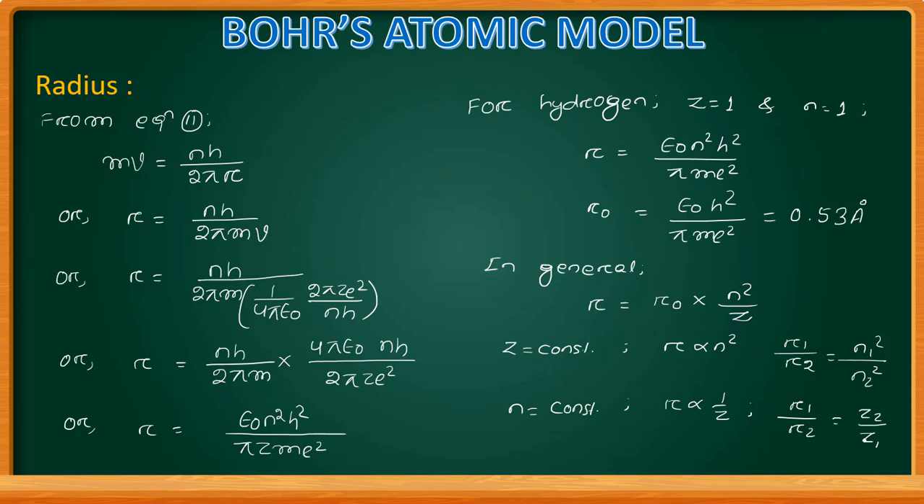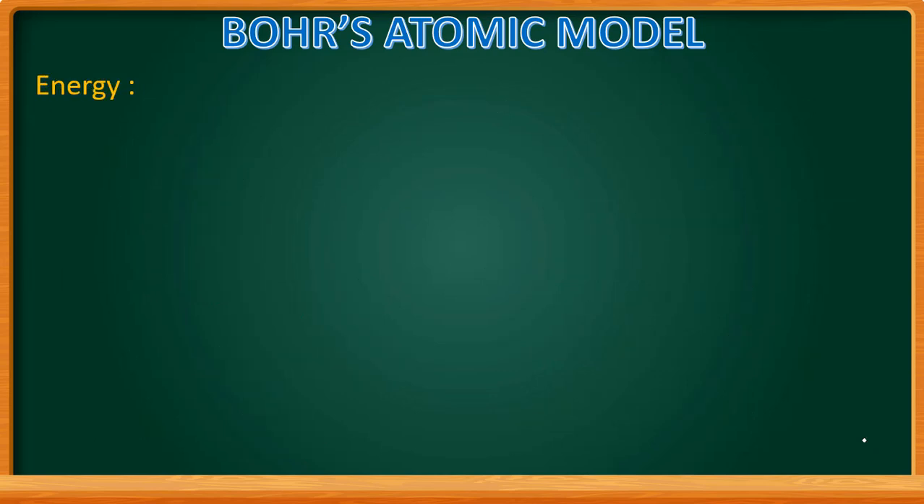After then, we have to find the expression for energy. Electron revolves in an orbit, so here we have to calculate two energies. One is our potential energy and another is our kinetic energy. So the total energy is our sum of potential and kinetic energy. First of all, we have to find the kinetic energy. The expression for kinetic energy is our half mv square.